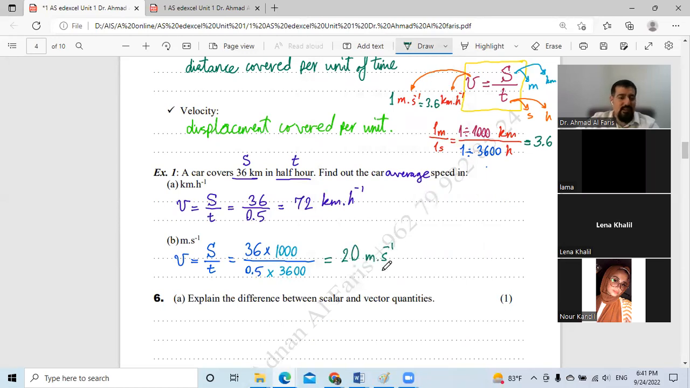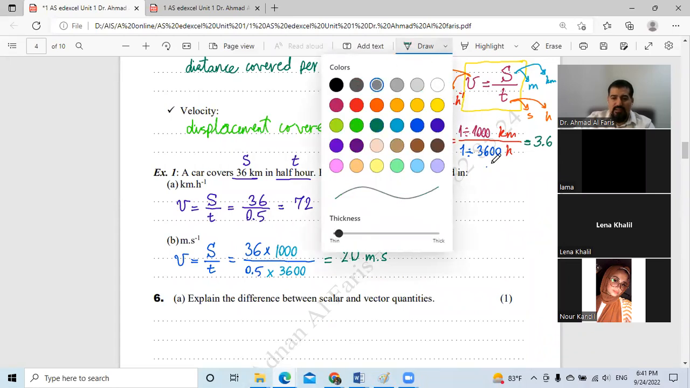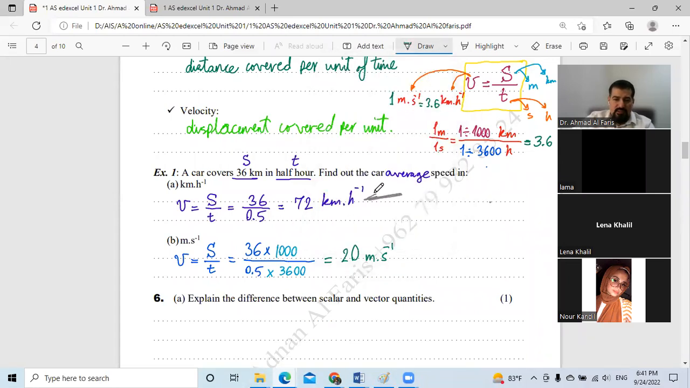Yes, correct. Right. Now my question. Which one is bigger? Is 20 meters per second bigger, or is 72 kilometers per hour bigger? The time is half an hour. 0.5 is half, or you can write it 1/2. Okay. Now, which one is bigger? 72 kilometers per hour or 20 meters per second? Send me on the chat. Which one is bigger? 72 kilometers per hour or 20 meters per second? Thank you, Yusuf. Excellent. Which one is bigger?